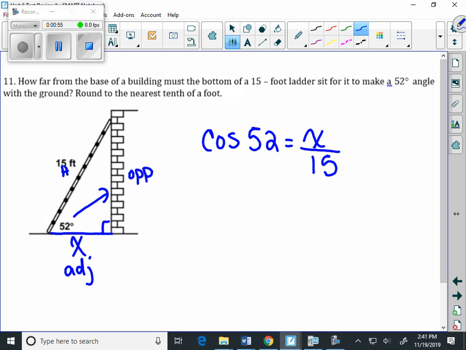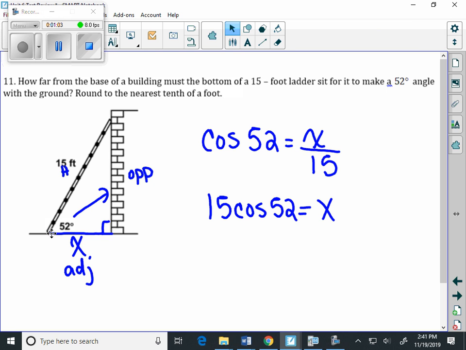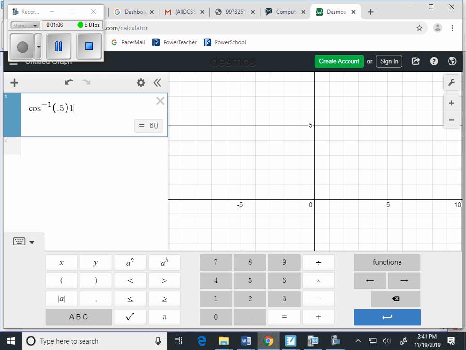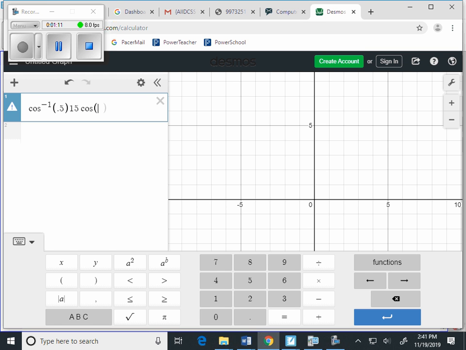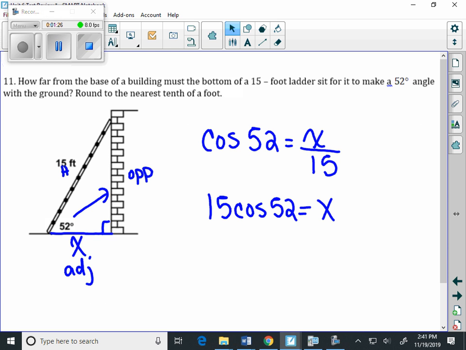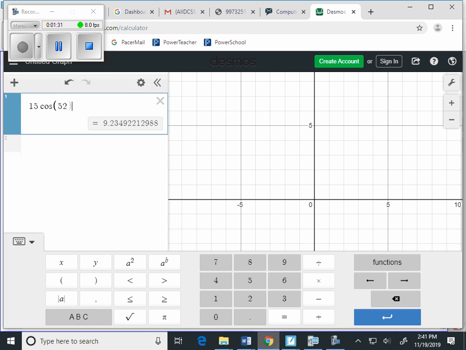And when we want to solve this, we're going to multiply. We get 15 times the cosine of 52. And that's what we're going to type into decimals. 15 times the cosine of 52. And that gives us 9.23. Let's go back and see where we have to round. It says round to the nearest tenth of a foot. One more time, 9.2.